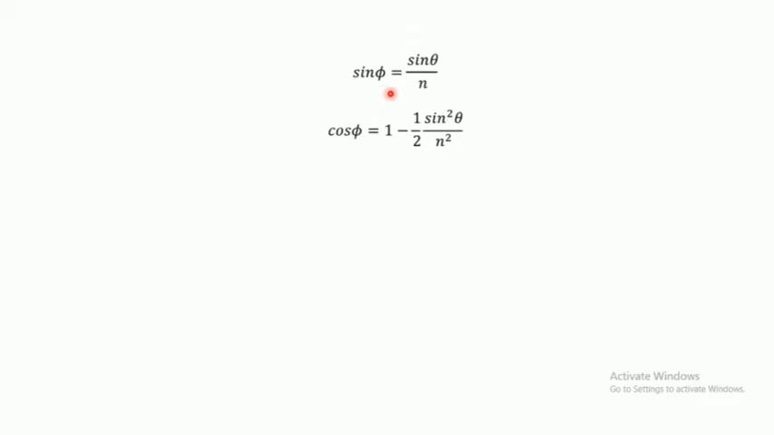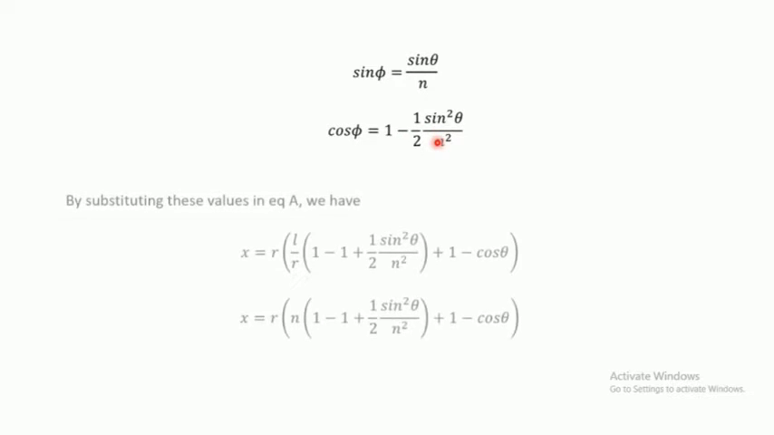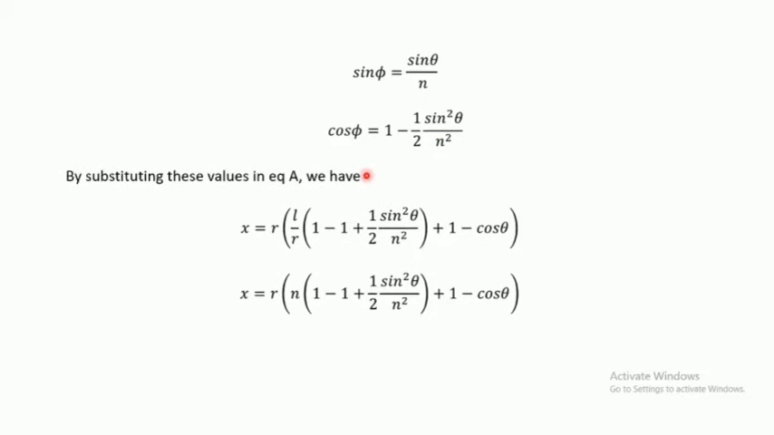Here sin phi is equal to sin theta over n, and cos phi is again equal to 1 minus 1 over 2 sin square theta over n square. By substituting values in equation A, in place of cos phi we will use this value, and here we will get the final equation, which is the displacement of piston: x is equal to R into 1 over 2 sin square theta over n plus 1 minus cos theta. This is the displacement of the piston which moves from point P dash to P.